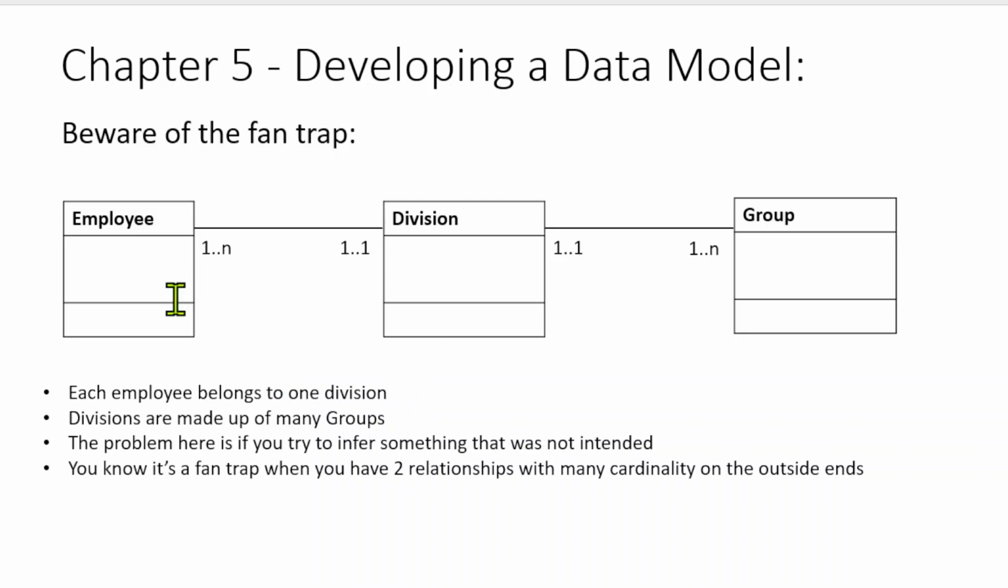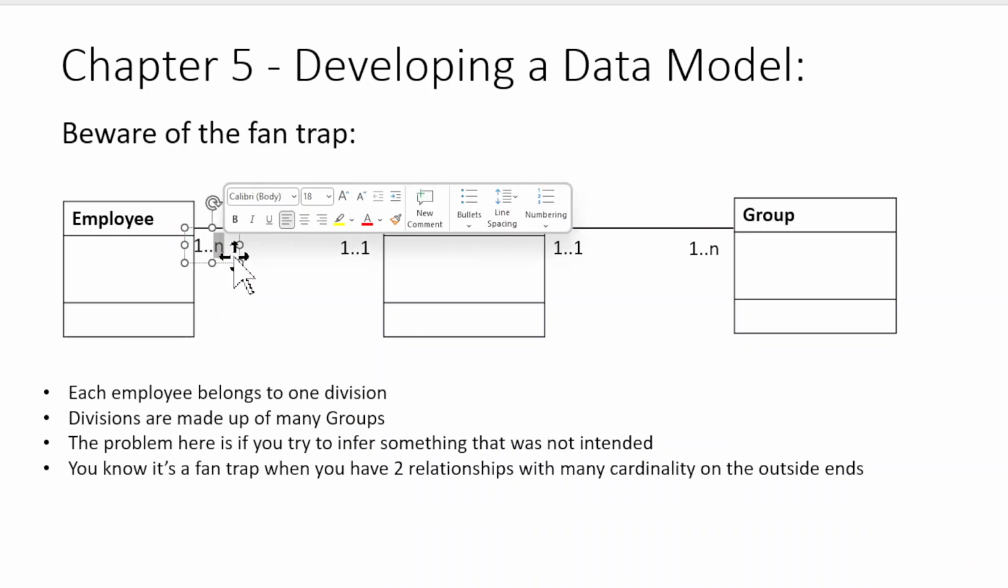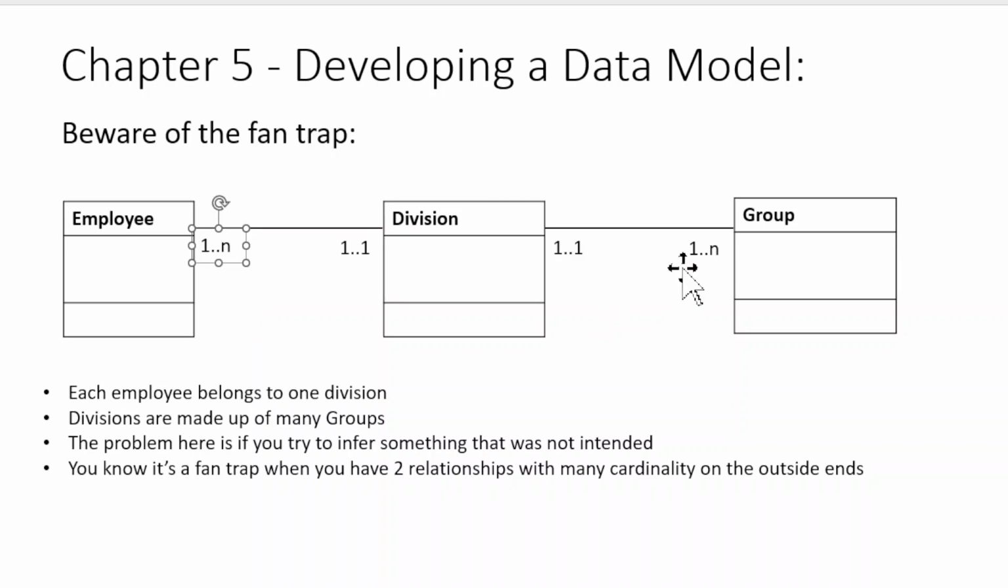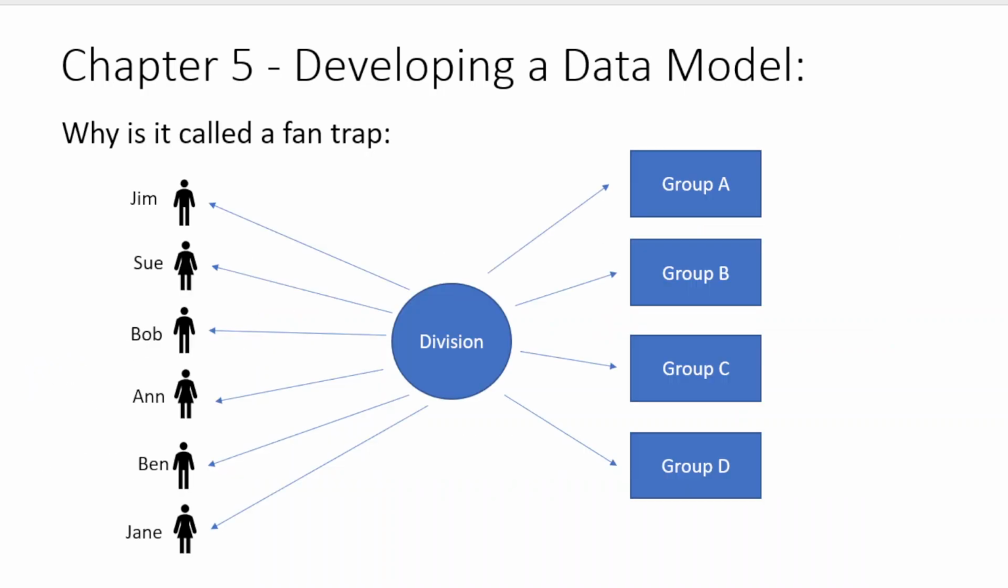And the problem is when you're trying to infer something that's not intended. This fan trap is when you have too many relationships here. These ends here are called many's. We have too many relationships on the outside here. And let's look at this picture that displays it a little better. So this is the fan trap here. So again, a division can have all these different groups. So let's just say there's only one division, Division 1, and you have groups A, B, C.